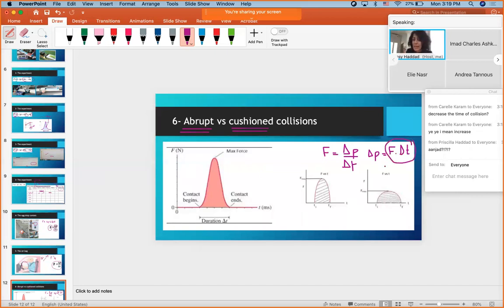It's like we're saying delta P I cannot control, right? Because delta P is P final minus P initial. P final is 0 after the car accident.